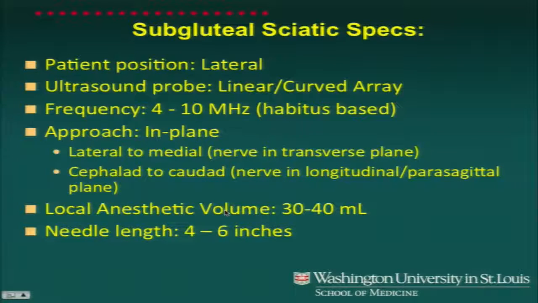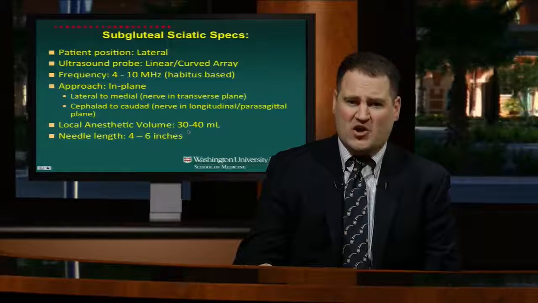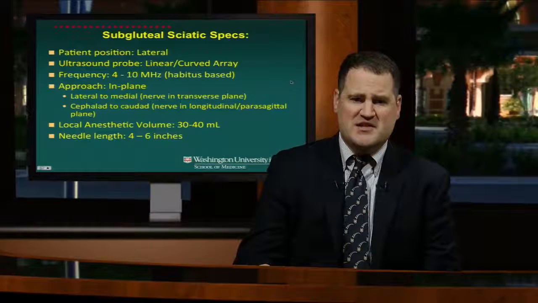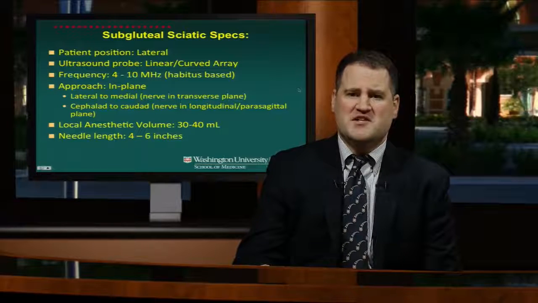The local anesthetic volume is typically 30 to 40 mLs. I err on the side of more local anesthetic for most of my sciatic nerve blocks. Larger nerve, let's put in as much local as we can to get better onset and density. And the needle length is typically 4 to 6 inches.